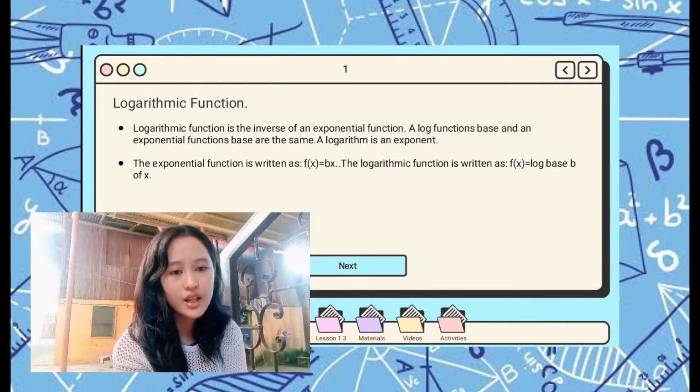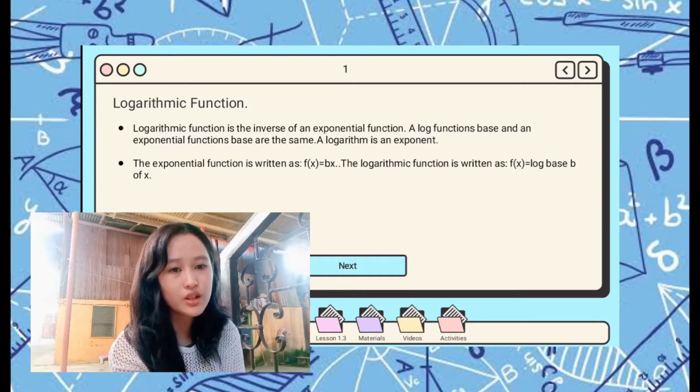A logarithmic function is the inverse of an exponential function. A log function base and an exponential function base are the same. An exponent is a logarithm. So, logarithmic function, ito yung kabaliktaran ng exponential functions. Ang base ng isang log function at ang base ng exponential function ay pawang parehas lamang. Ang exponential functions ay maaari ding ma-express in logarithmic function.